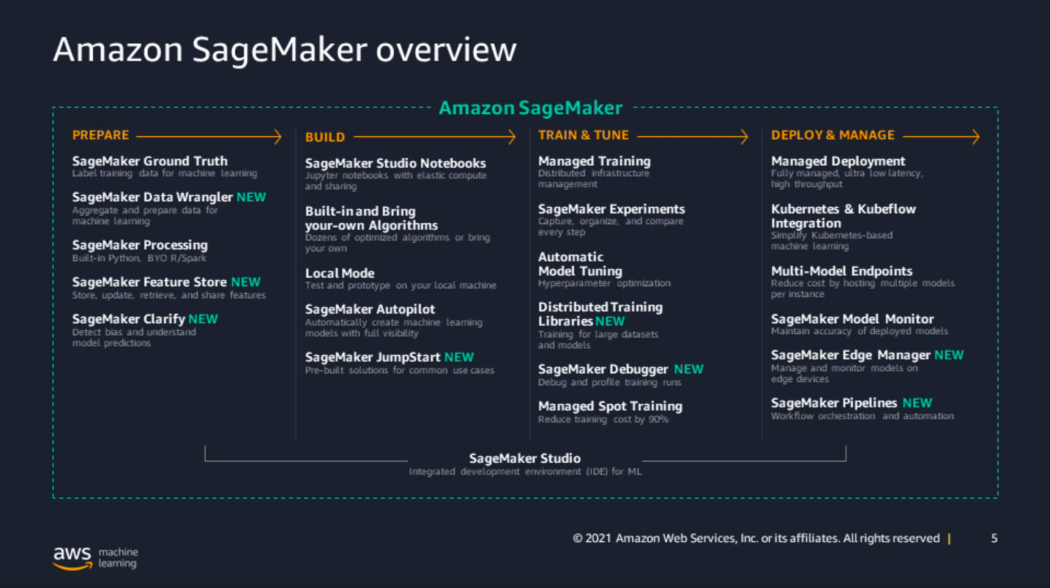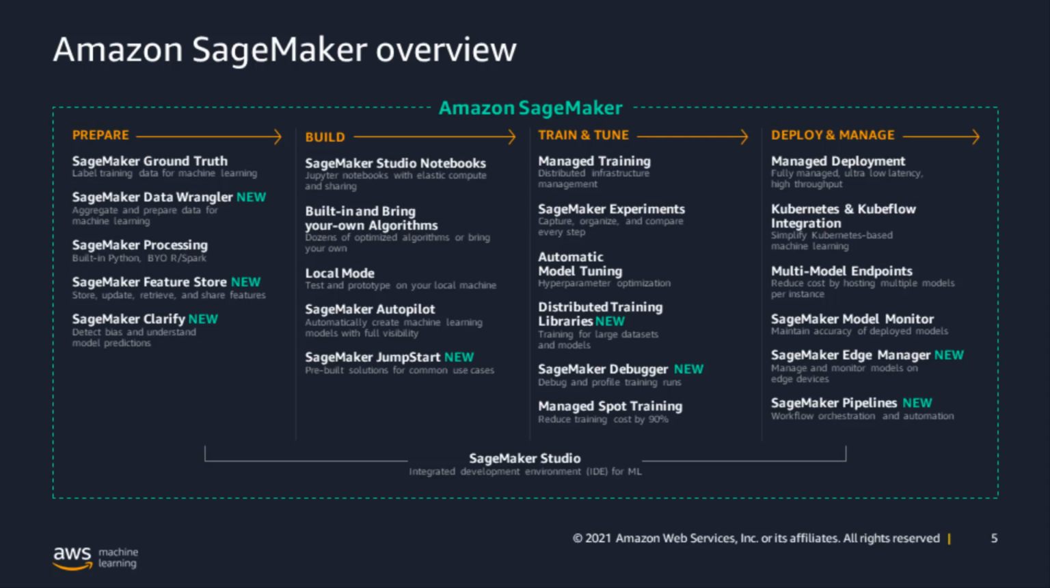Then on the train and tune side, we have a different set of tools that allow you to train at scale for different types of data sets. And specifically, scale is a very important area for drug discovery. With the new distributed training libraries, you will be able to experience that scale by training on large data sets. SageMaker Debugger is a technique that allows you to debug and profile your training runs, collect stats about them, and identify if there are issues with your training code.